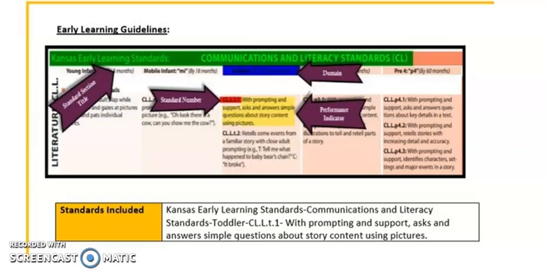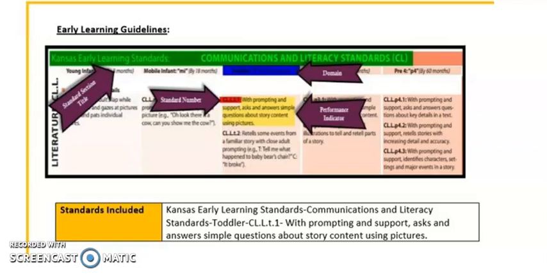There are two ways to go about matching standards and goals and objectives. What's referred to as the intentional approach to lesson planning is to find a standard and build a lesson around it. You can also use the naturalistic approach where you start with your goal and objective and then find a standard to match that.